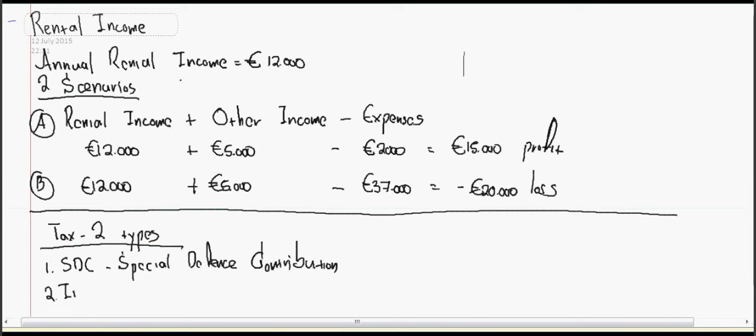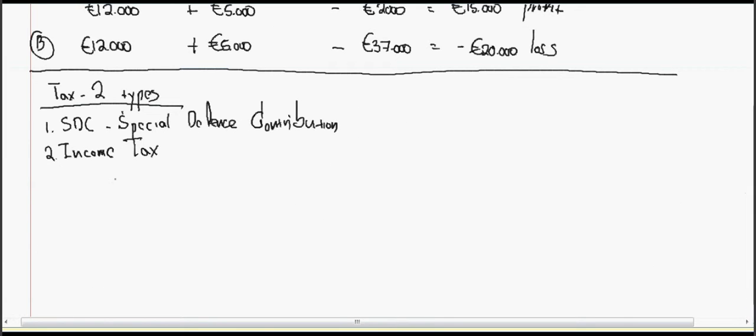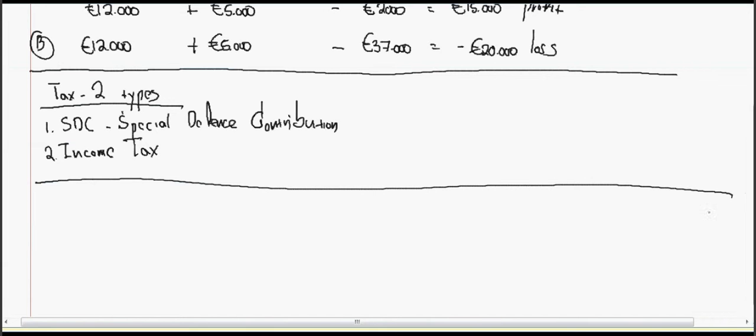The second type of tax is the income tax. This is, let's say, the company's tax. If a company makes a profit, it needs to pay this tax. Remember, you pay this tax not according to your accounting profit, but according to your taxable profit. We will explain in other videos the difference between taxable profit and accounting profit.